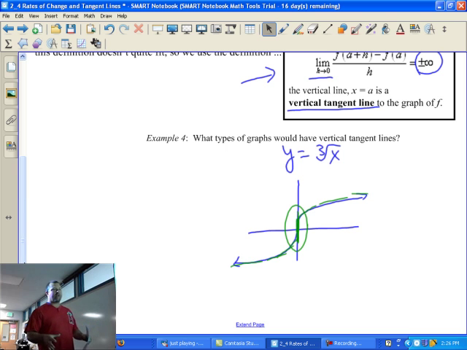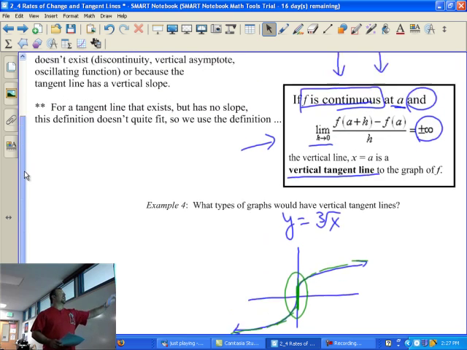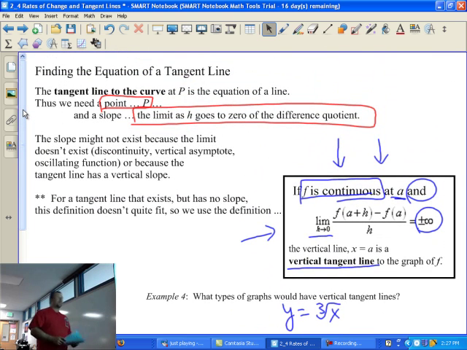It's not that there's anything wrong here. It's just the tangent line is vertical, so your limit definition is going to turn out to be non-existent. Those cases will come up every once in a while.